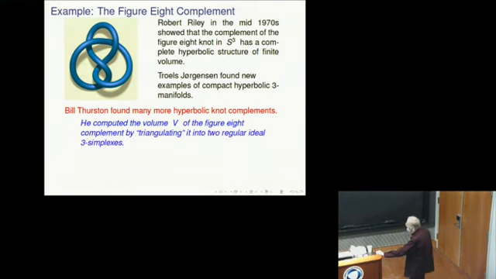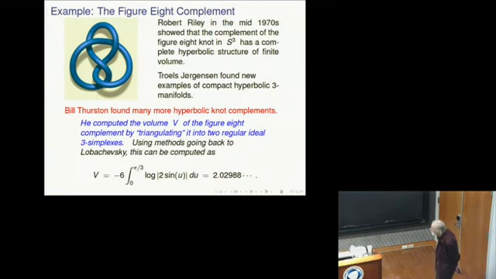Bill Thurston found many more examples, and he also computed the volume of the figure 8 knot by triangulating it into two regular ideal simplexes. Ideal means simplexes with the vertices missing, or simplexes in hyperbolic space with the vertices on the sphere at infinity. Such things had been studied going back to Lobachevsky, and he could give a complete formula for the volume in terms of integration of a classical function.